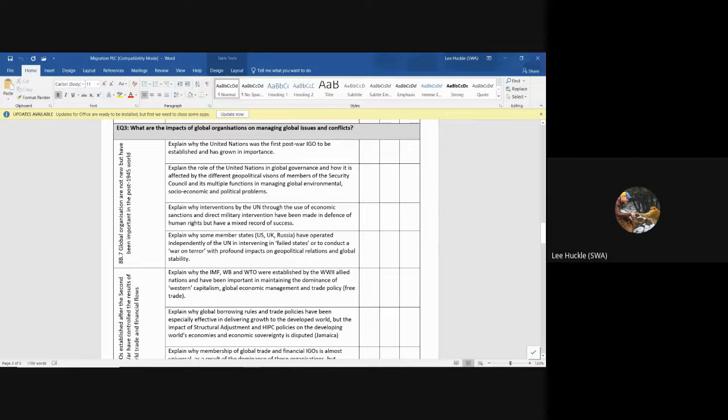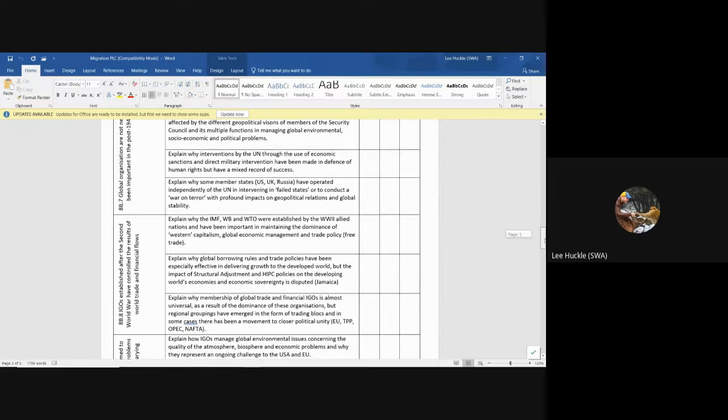So as from our previous recordings, I'm not going to focus down onto these particular bits because that's the individual lesson areas, but let's just give a summary of the overriding 3 themes within that question. So this one here, 8B.7, is global organizations are not new, but have been important in the post-1945 world. So this is from the end of the Second World War onwards.